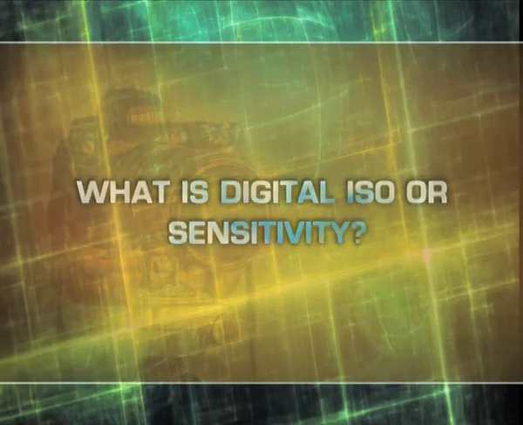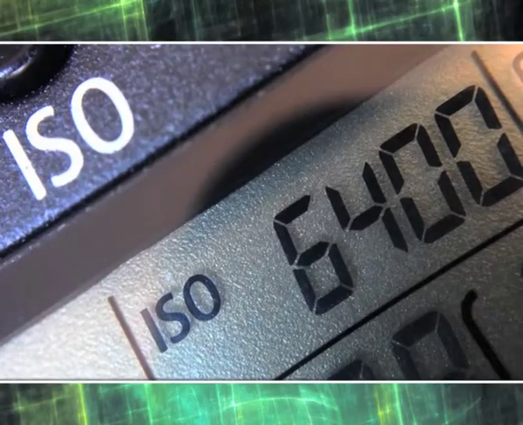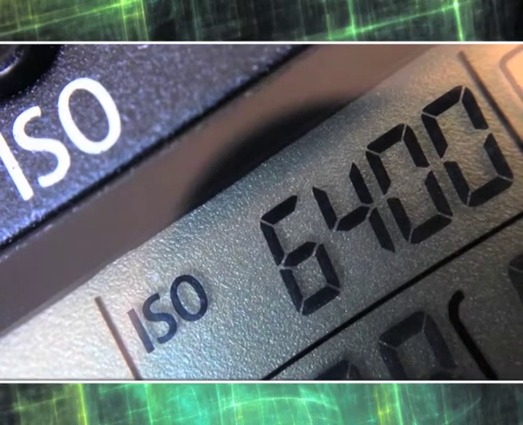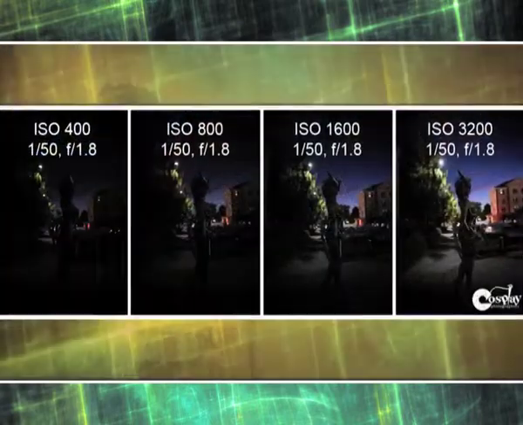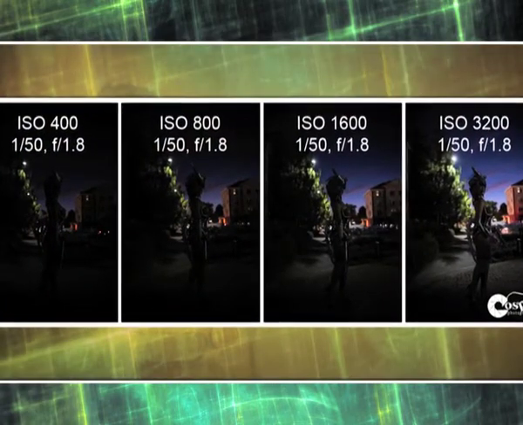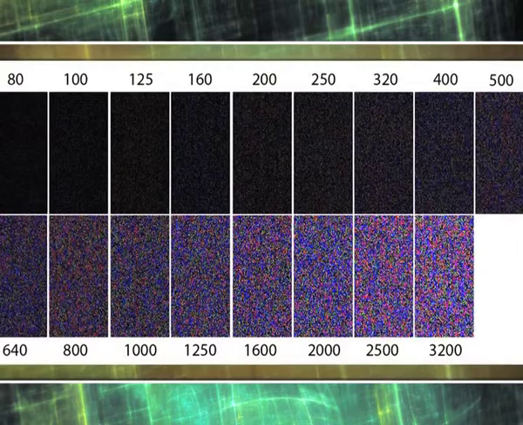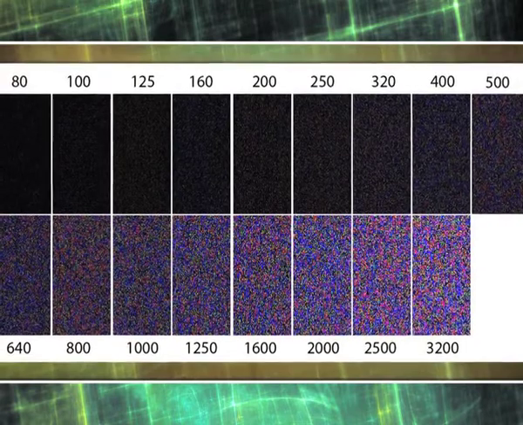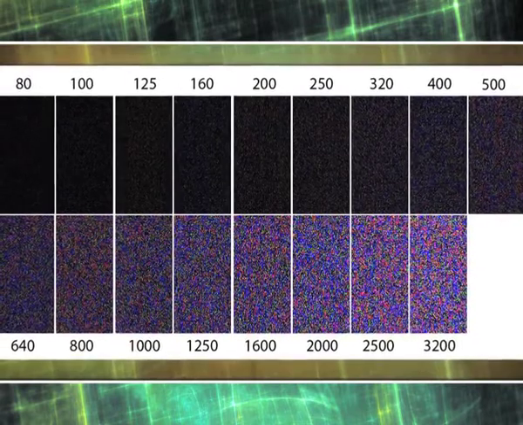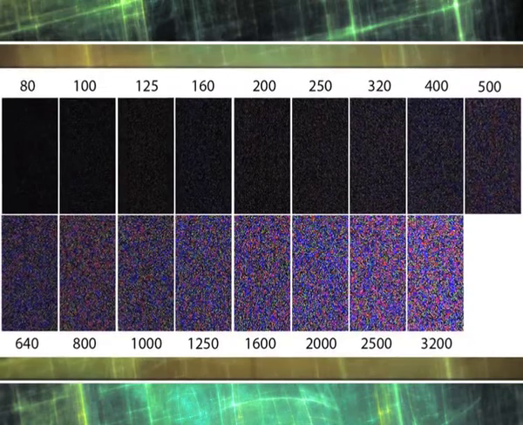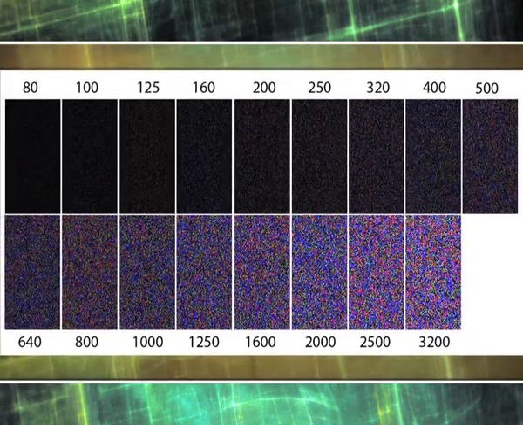What is digital ISO sensitivity? Apart from aperture and shutter speed, another parameter that allows you to adjust for different lighting conditions is the sensitivity, also known as ISO, International Standards Organization. It adjusts the sensor's sensitivity to light. But when sensitivity is increased, the image also has a lot of digital noise in the form of grains, and the color information and smoothness of the image is lost.